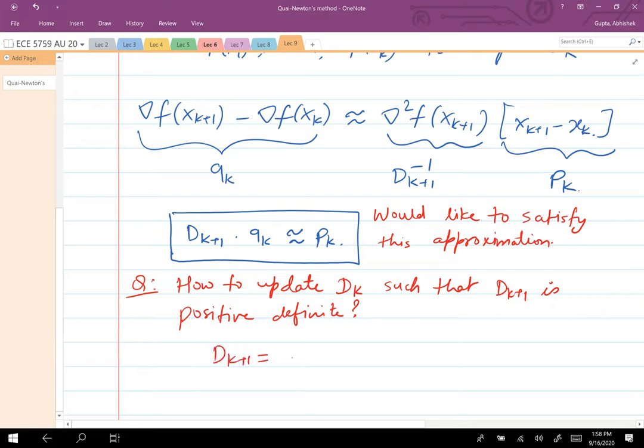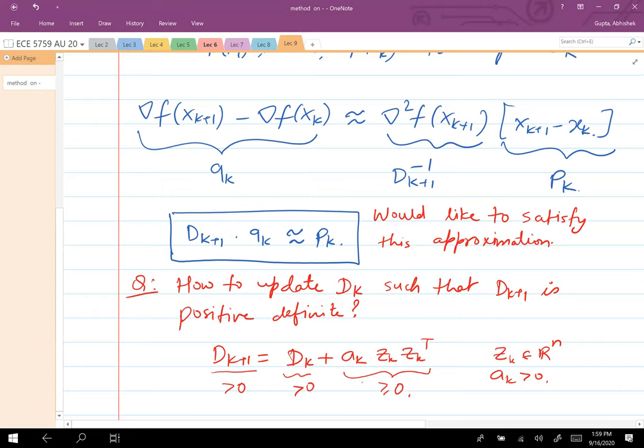So I want to update dk as dk plus ak zk zk transpose, where zk is a vector in Rn and ak is some positive number. Then if dk is positive definite, this term is also positive semi-definite, because you have a positive number times a vector times its transpose. Your dk plus 1 will also be positive definite, because a symmetric positive semi-definite matrix is getting added to a positive definite matrix. So what it yields is a positive definite matrix. Let's build upon this idea. What we are going to do is identify what a good rank one update should be for dk so that this approximation is satisfied with equality. That's the key idea.